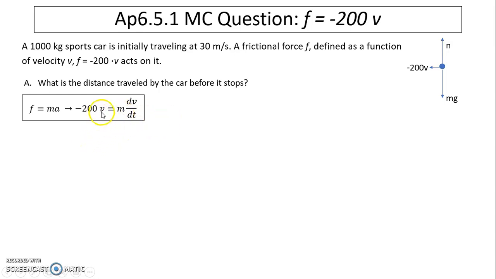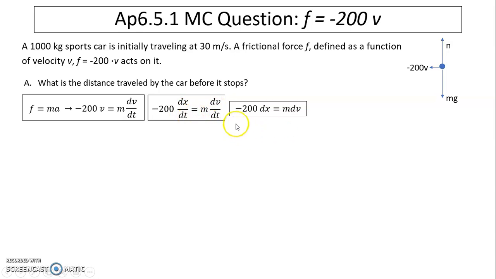To do that, we can use v equals dx over dt. Now, as you can see, dt and dt can cancel. From that, we can get negative 200 dx equals m dv. From here, we can integrate both sides. This m is constant, so I can take it out.